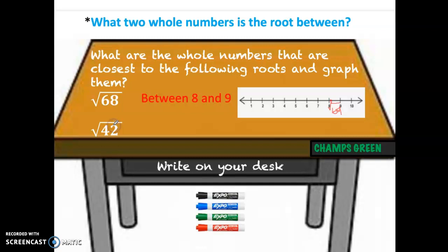The next one here, the root of 42 is between 6 and 7. 6 squared is 36. 7 squared is 49. You can always use your warm-up to help you. Since 42 is closer to 49, I put it just a tad bit before the 7, and I would write my 42. Okay? So this is why we're finding what number is between, because it makes it easier to graph on a number line.